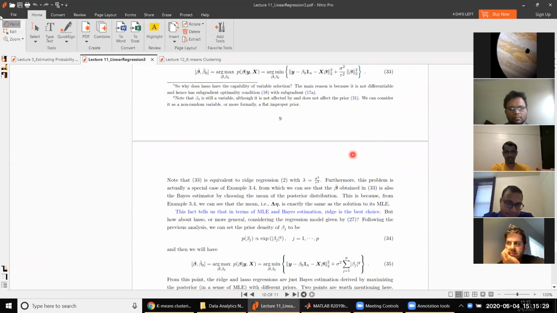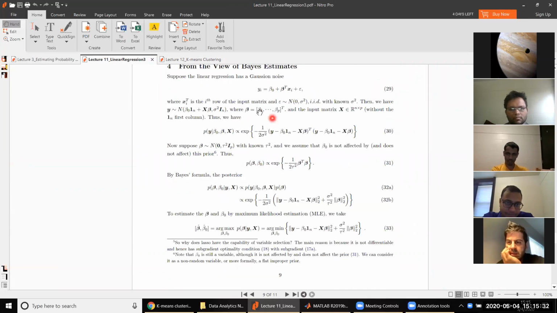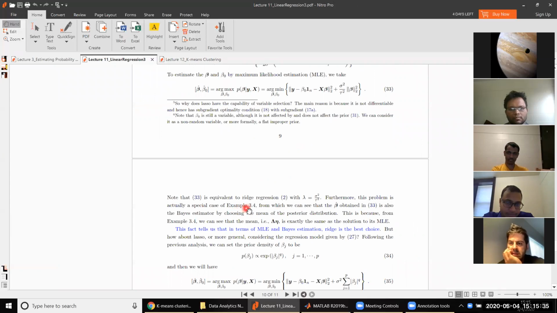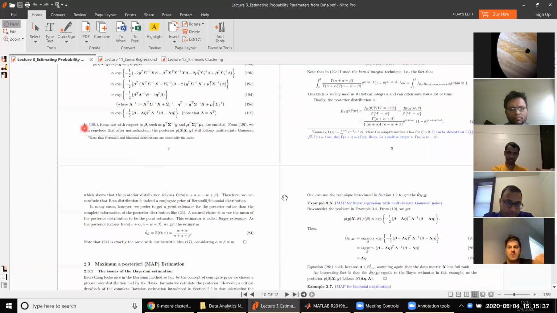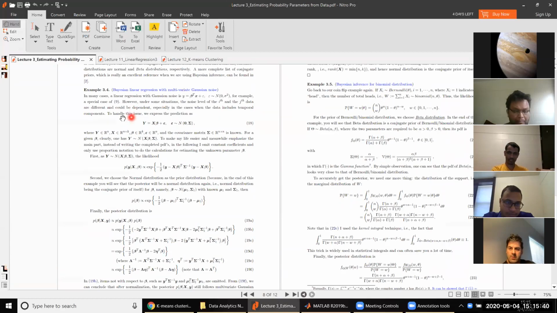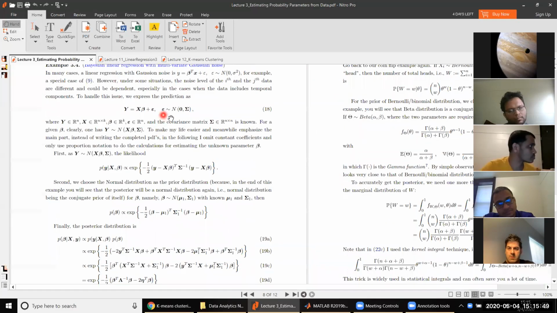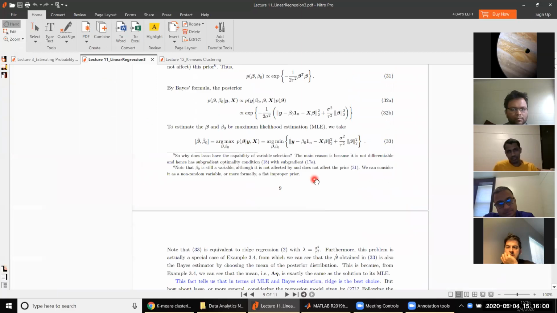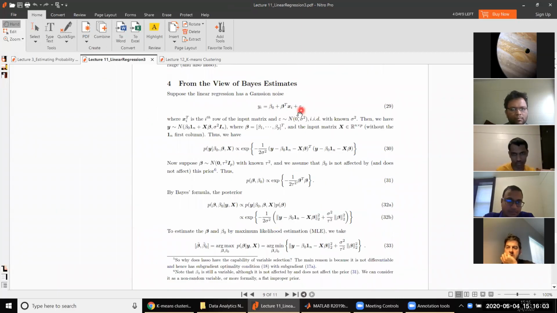Okay, good. So first of all, this example is a special case of example 3.4 in lecture 3, the same lecture. Let me show you. It's right here, I think. Yes, right here. See, exactly the same. Why is it a special case? Because here we assume that epsilon doesn't have to be independent. It has a covariance matrix sigma squared Sigma. But have a look here. I assume that all my epsilons are IID. They are independent. So this is a special case of this, right?